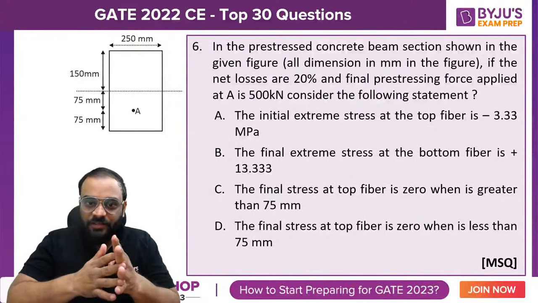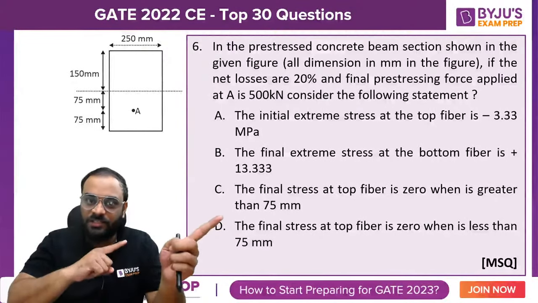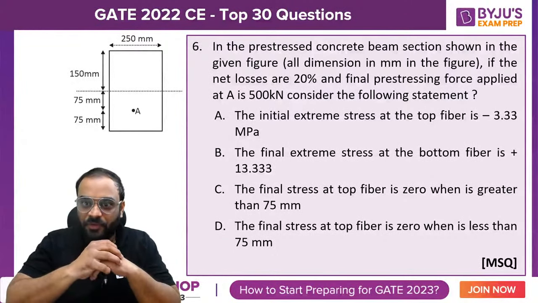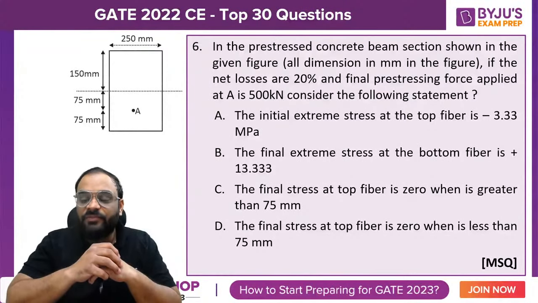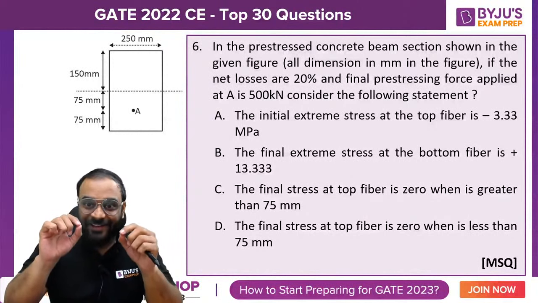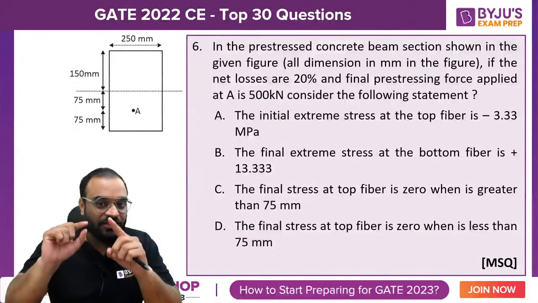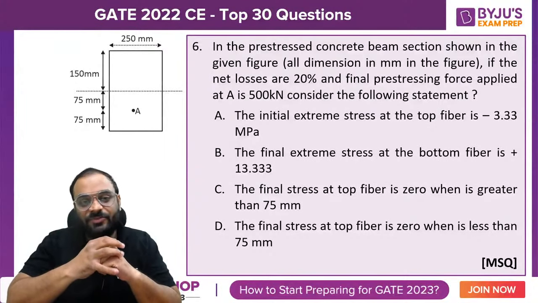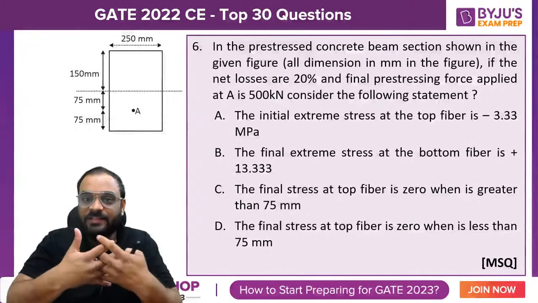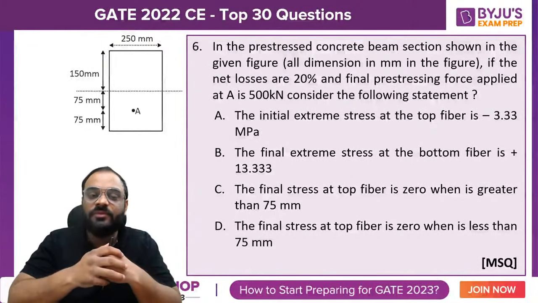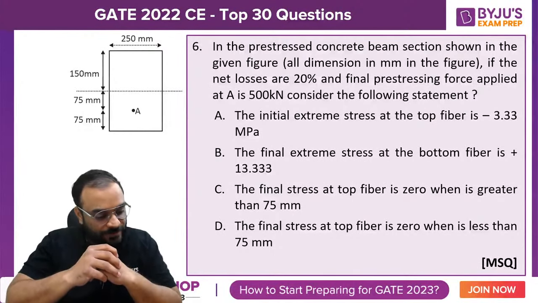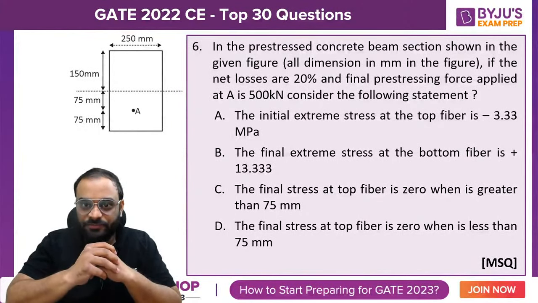So just solve it. Guys, there are two conditions. One is the initial condition and the second is the final condition. So be careful while solving the question, okay? In this case, they have given the net loss as 20% and the final pre-stressing force, right? The value is also given as final. That value is not the initial value. Be careful. The final pre-stressing force applied at A is 500, right? After the losses have been deducted from the initial value, this value will become the final pre-stressing force, which is basically 500 kilonewton. So be careful, guys, be careful.